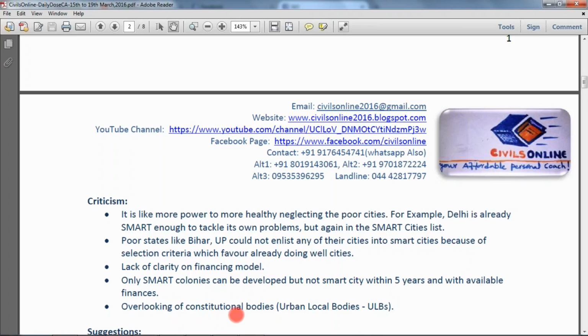And there is a bigger criticism on this particular area: the overlooking of constitutional bodies, that is, the urban local bodies of these cities, because the government is creating special purpose vehicles to implement, particularly in the area of finance, thus disabling these constitutional bodies of their powers.